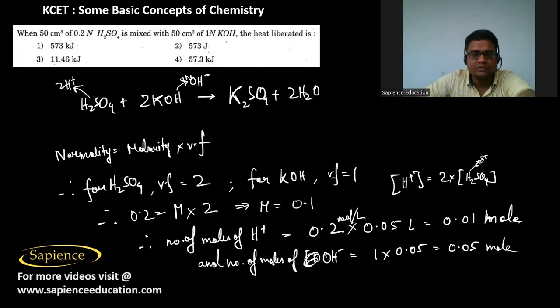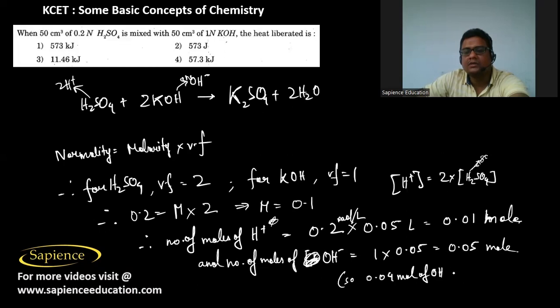Now it means the number of moles of OH minus is higher, so H plus is acting as the limiting reagent. So it means 0.01 mole of H plus will react with 0.01 mole of OH minus, and so 0.04 mole of OH minus will remain unreacted. It means that 0.04 moles of KOH will remain unreacted and 0.01 mole will react.